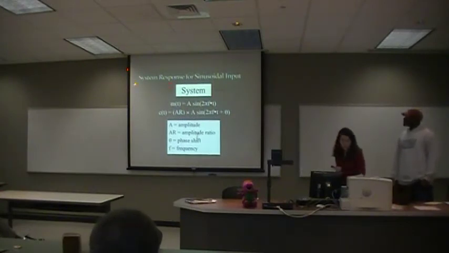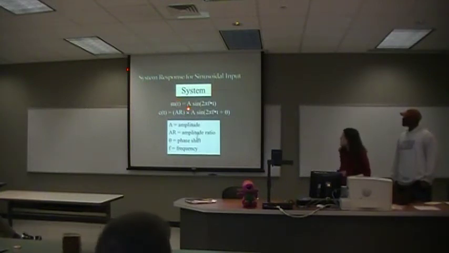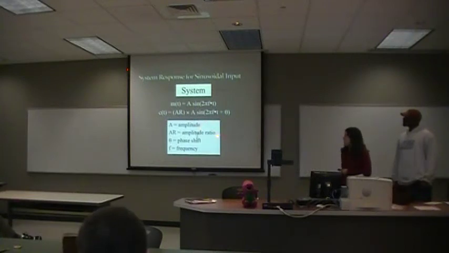The M of T here is the input into the system. There's C of T, the output. M of T is equal to A sine 2 pi f t, A being amplitude and f being frequency. And the output then is equal to the amplitude ratio times the amplitude times sine of 2 pi frequency times time plus the phase shift.